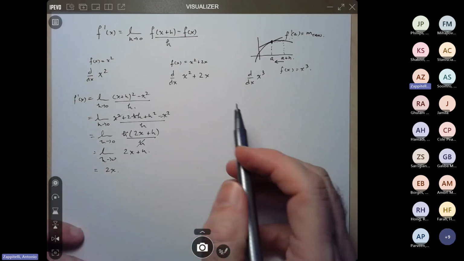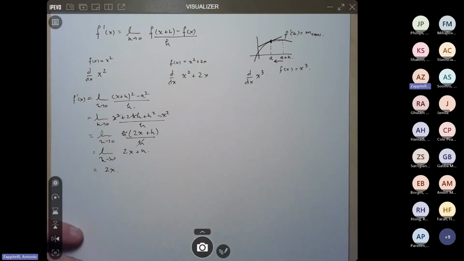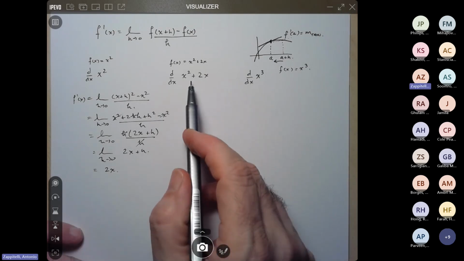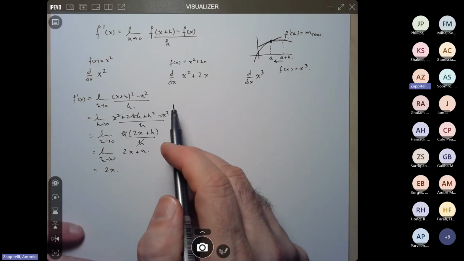Okay, so of these two, do folks want me to do both of them, or is there one we can skip? So are there people who want me to do this second one? Yes, please. Okay, so let's do the second one.